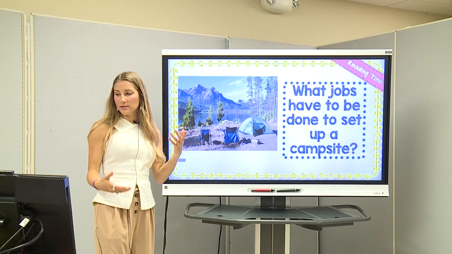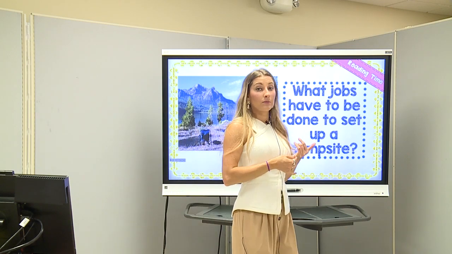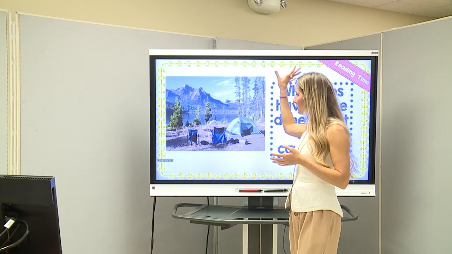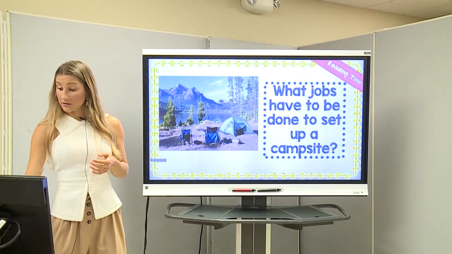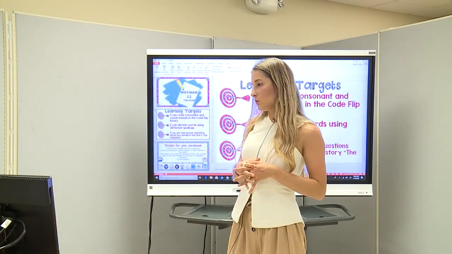Okay, so what jobs have to be done to set up a campsite? Well, we know that you have to pick out a spot. That's what Jake did in our story. Okay, and then Max and Nan and Kate all set up all the tents, and it's not as easy as it always looks. All right, and that is the end of our lesson 2 from Unit 1.